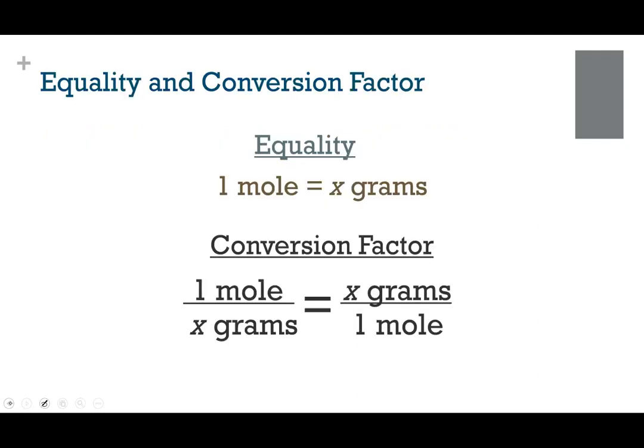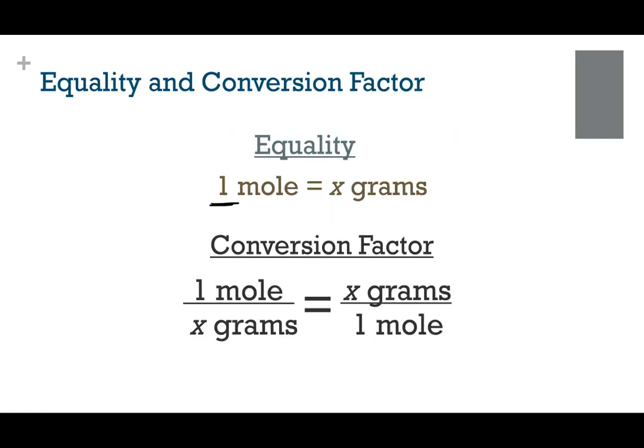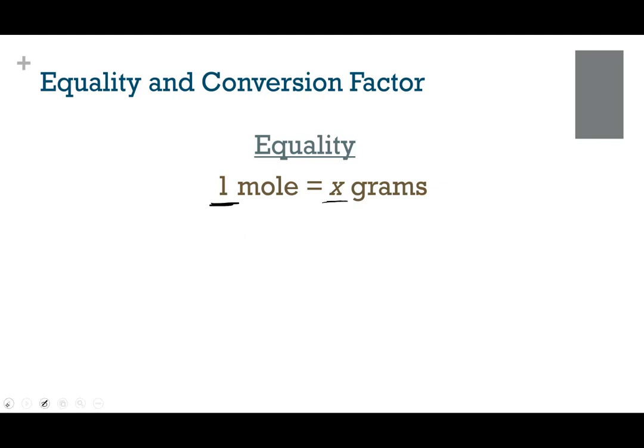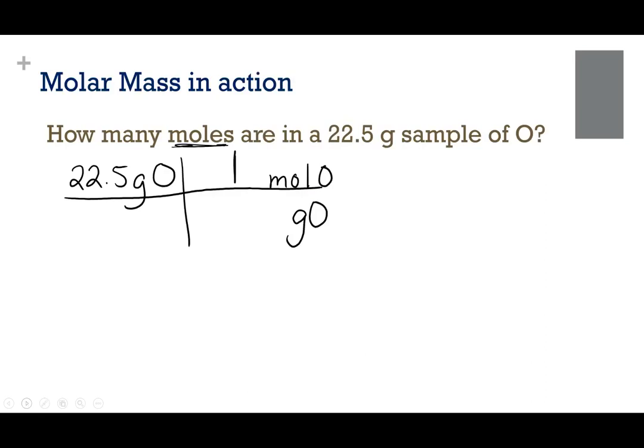Okay. Click back to our equality. What number is still attached to mole? Yeah, the number 1 is still attached to mole. So anywhere I see the unit mole, I'm still going to put a number 1. What number is attached to grams? Well, it depends on what we're dealing with. We're dealing with oxygen. So here's why it's handy to have that periodic table. So I find oxygen on the periodic table. I see that it has a molar mass of 15.999. So 15.999 is what is attached to grams.